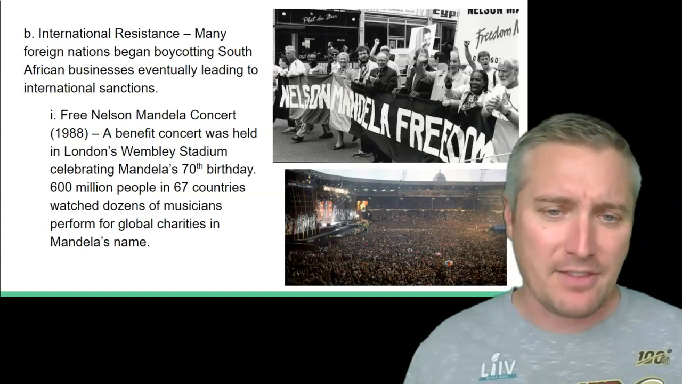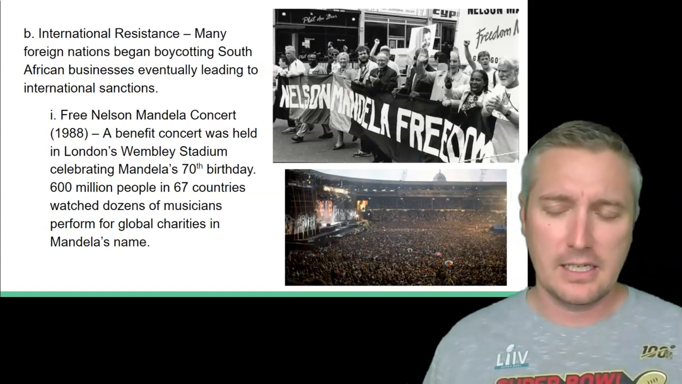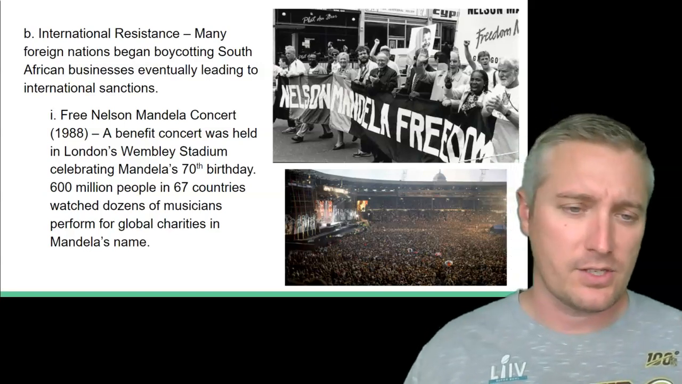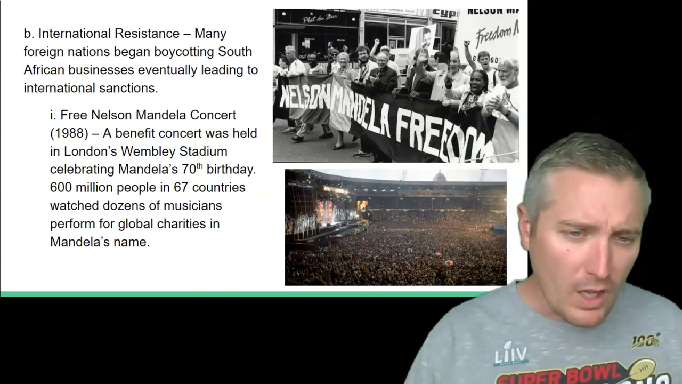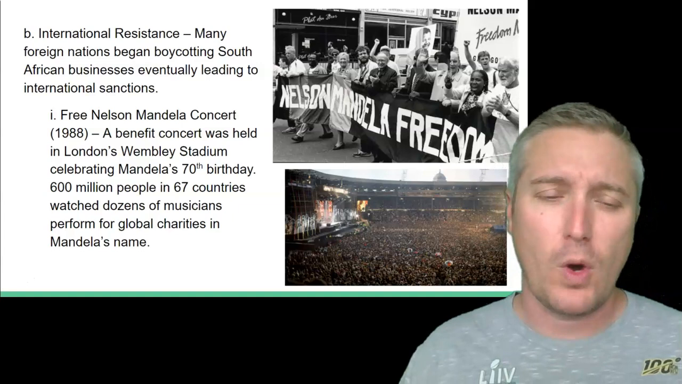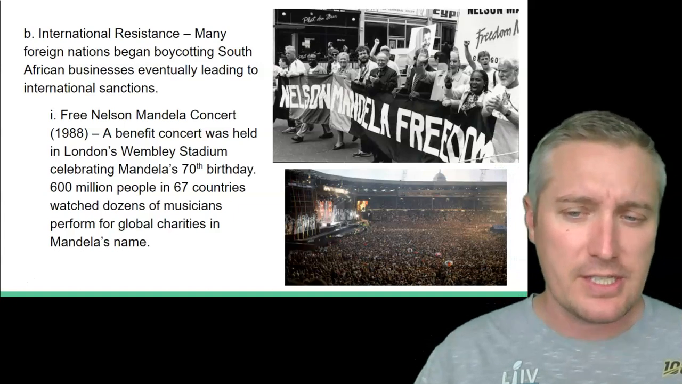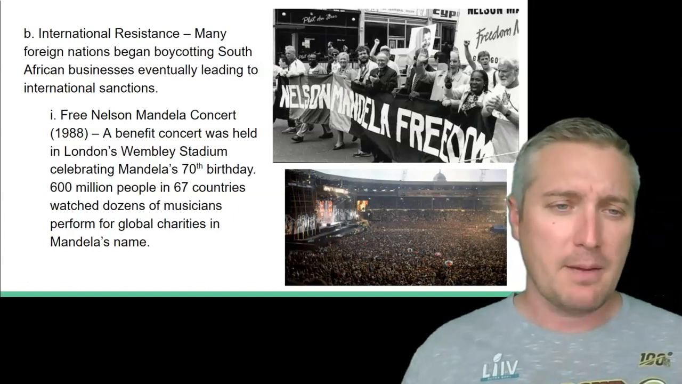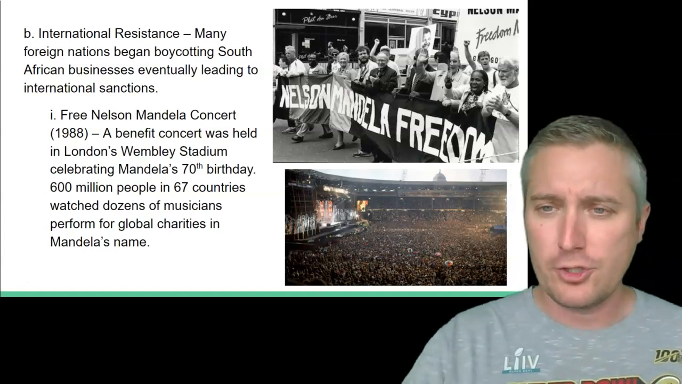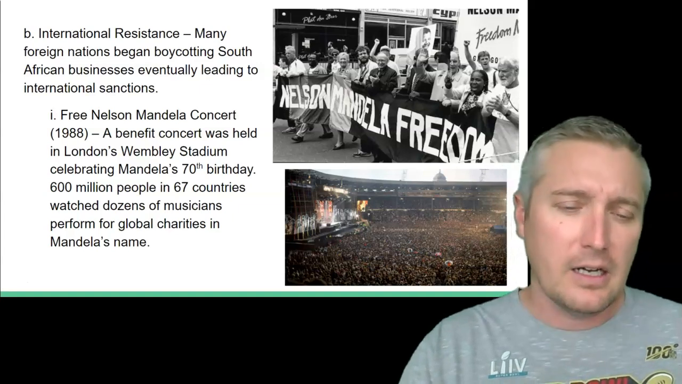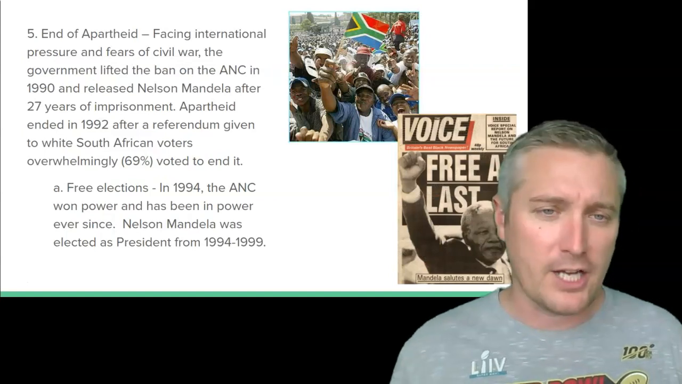In 1988, there's a huge concert that is held, a benefit to try and bring attention to the apartheid system in South Africa. And this was on Mandela's 70th birthday. Over 600 million people tuned in to watch this concert in raising funds for charities in Mandela's name. And at this point, he really became a household figure. This symbol of oppression, this man who had been jailed for the majority of his life against this terrible regime that was still pushing segregation.